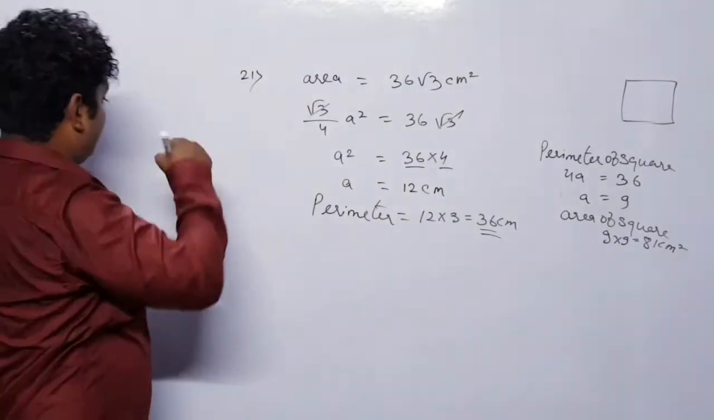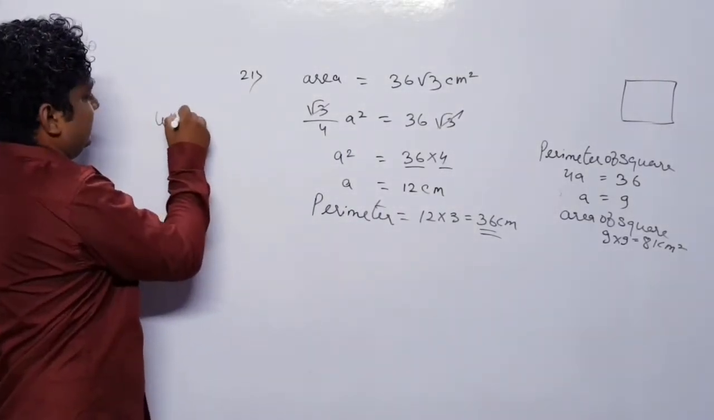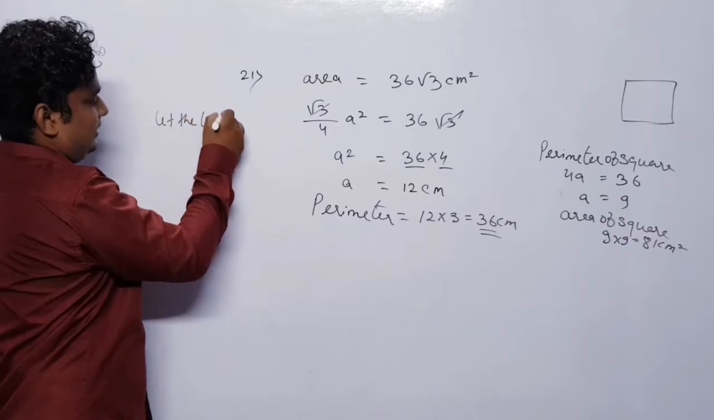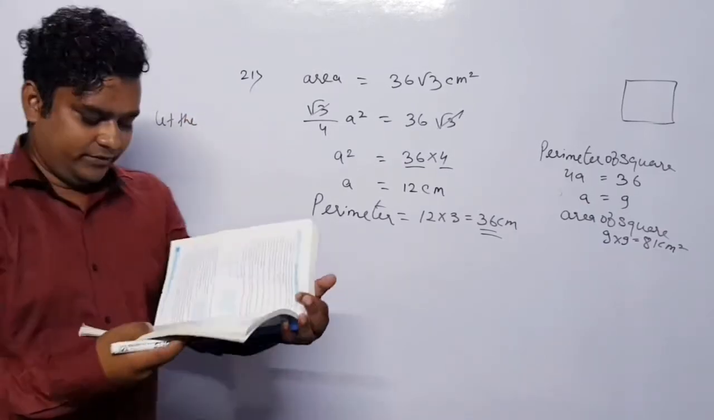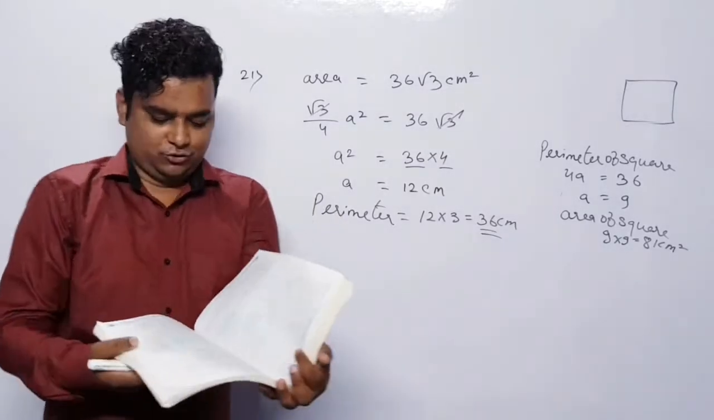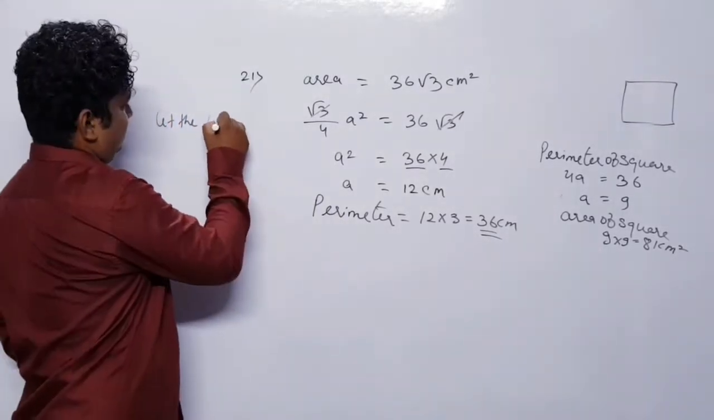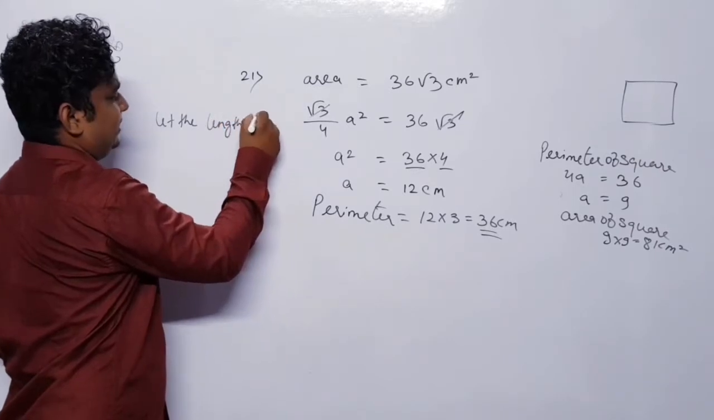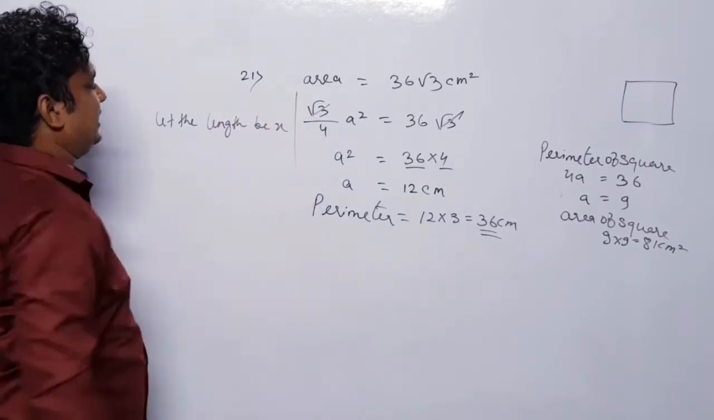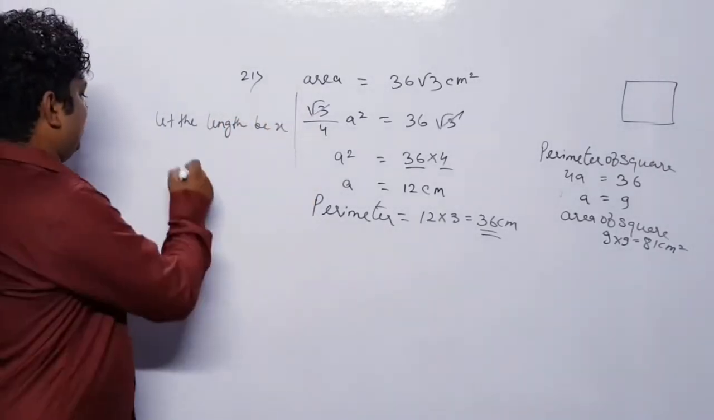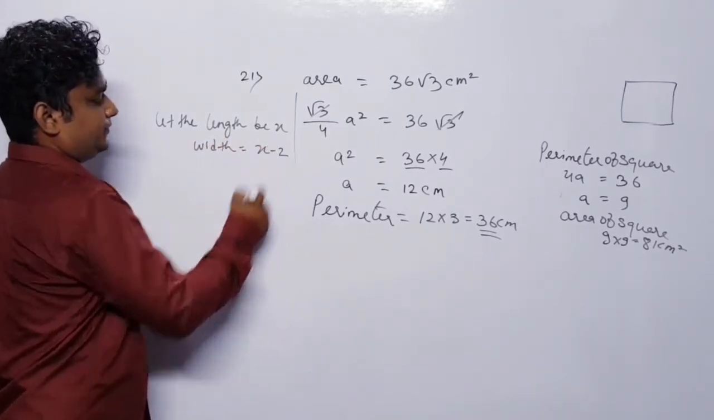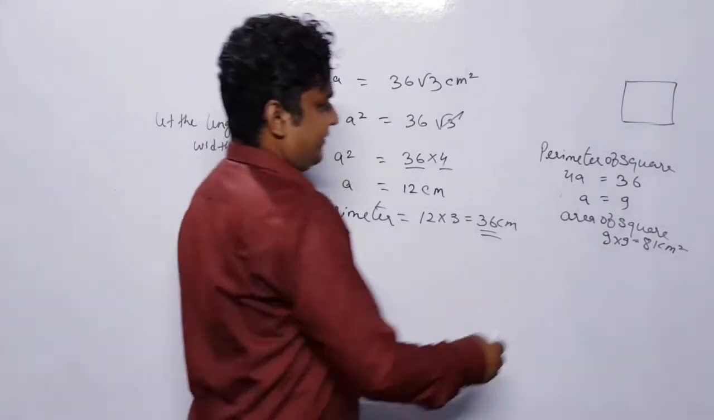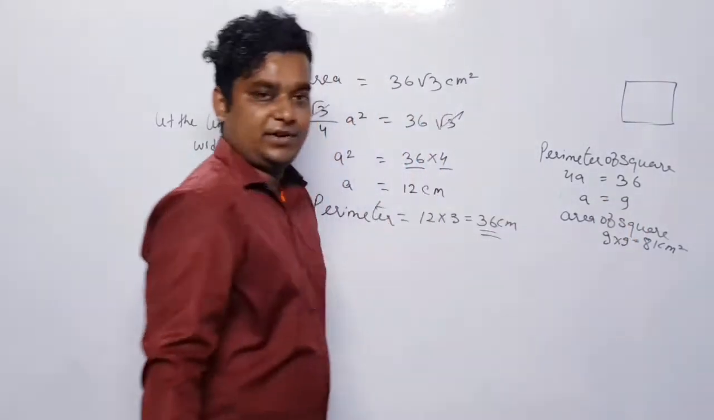Here what we have to do, we have to assume that the length is x. We are taking the length as x. So the width equals x minus 2. Clear with this? Here also the perimeter will be 36 only.